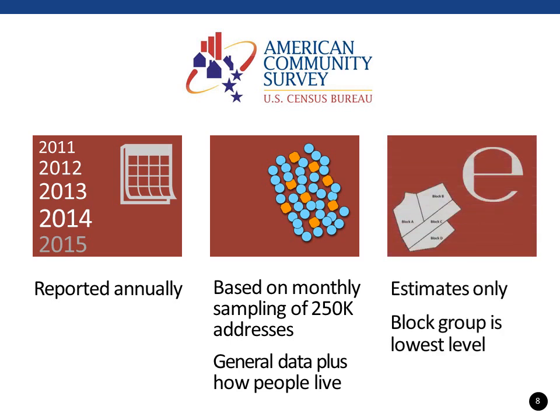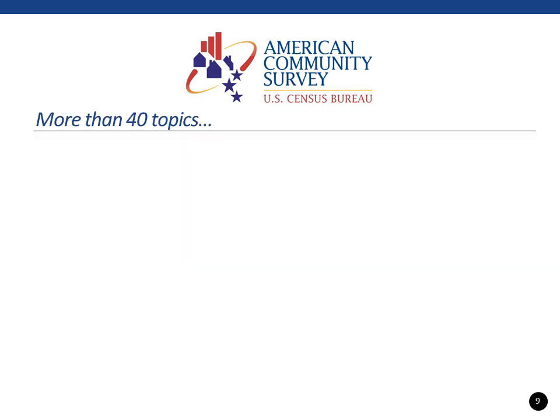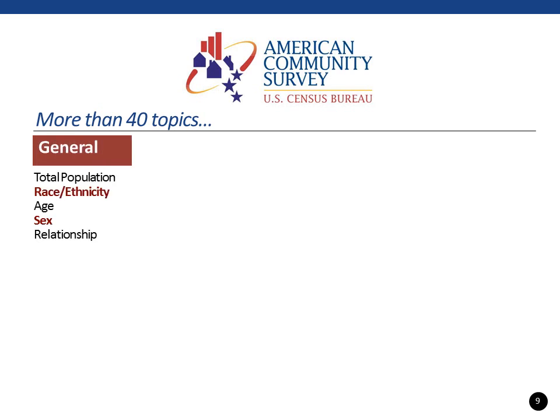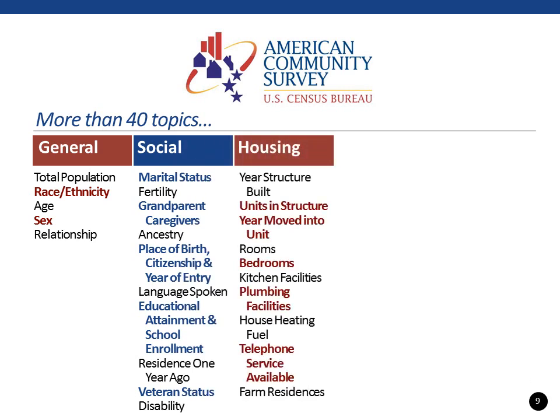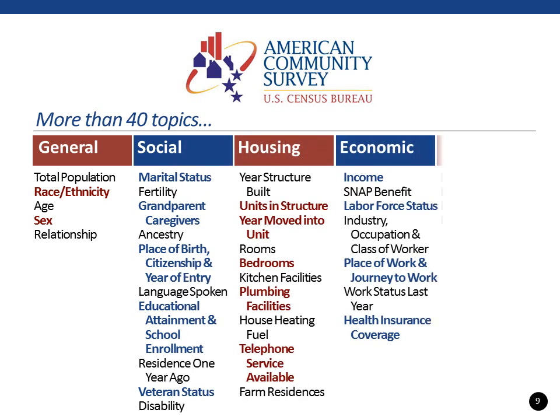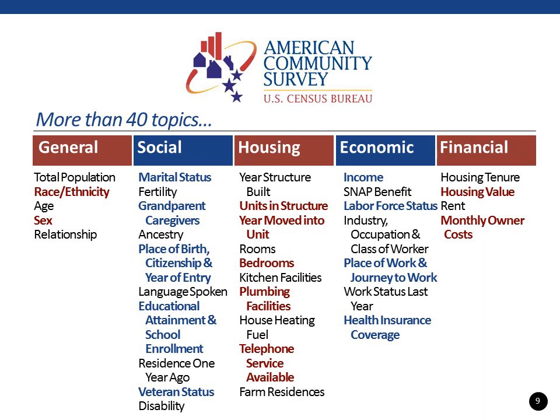Because the ACS is based on sample sizes, the data are estimates, not 100% counts. Block group level data is the lowest census geography published in the ACS. Data at the smaller block level is not available. Data on more than 40 topics is reported in the ACS, including general demographic characteristics like reported in the U.S. Census, as well as detailed information on social characteristics, housing, economic conditions, and financial status.